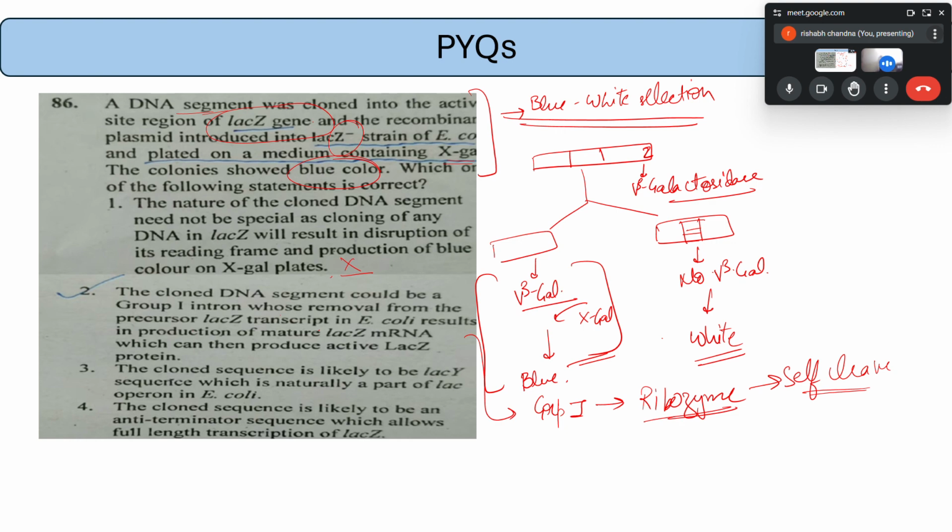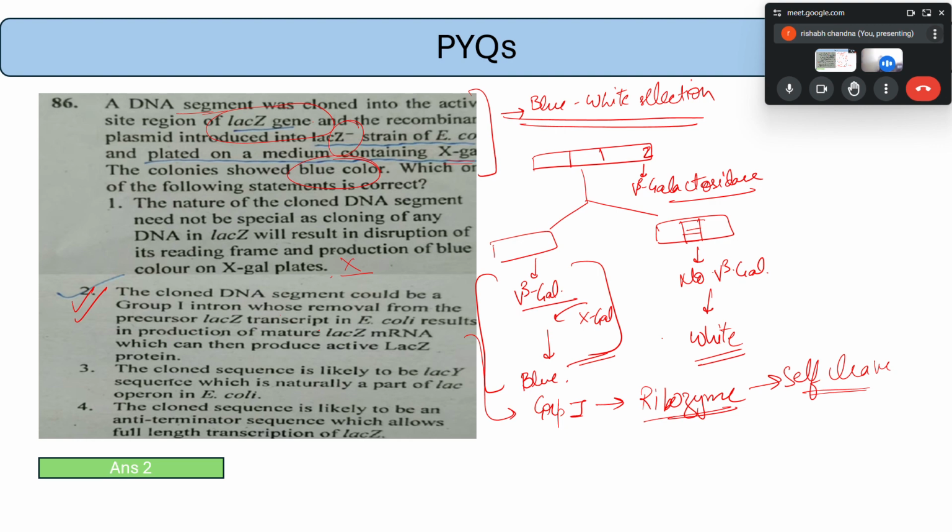The cloned sequence is likely to be a lac sequence, which is naturally a part of the lac operon in E. coli. No, because then also the beta galactosidase sequence would not be restored. The cloned sequence is likely to be an anti-terminator sequence, which allows full-length transcription of the LacZ gene. No, the anti-terminator does not allow the transcription to be stopped. So this does not have anything related to the transcription. The correct option is option number 2.